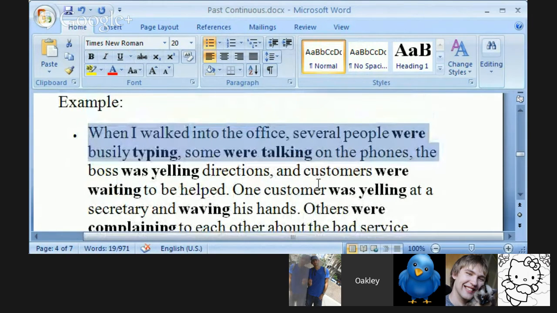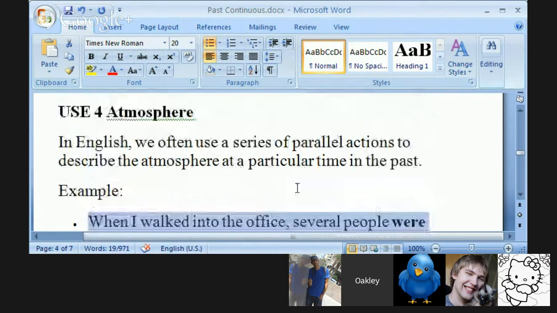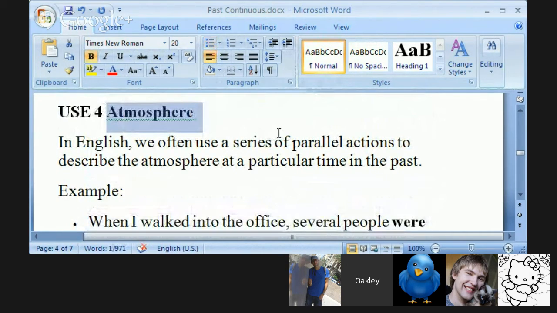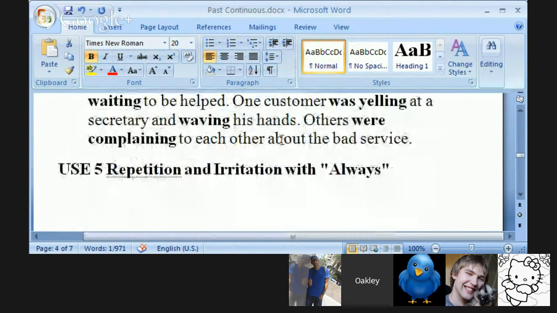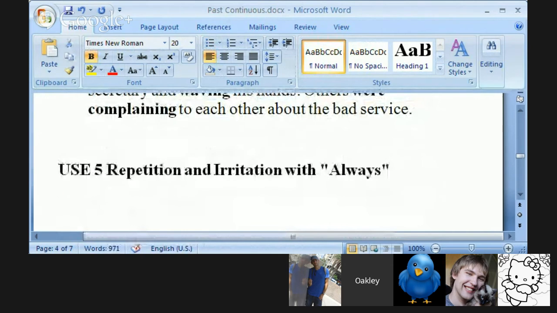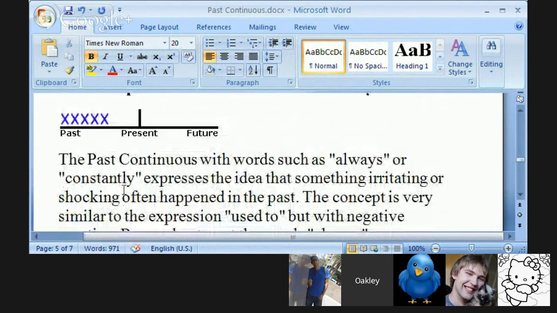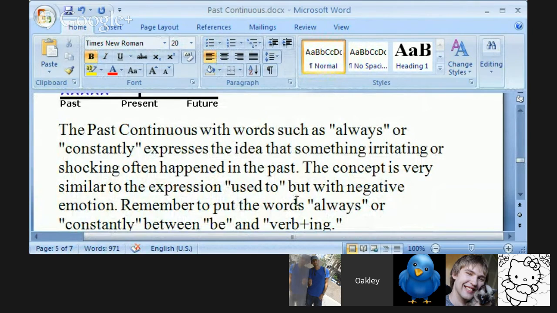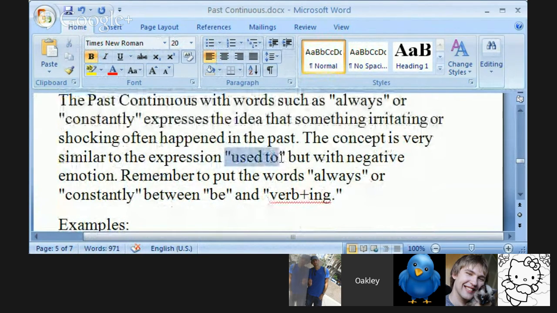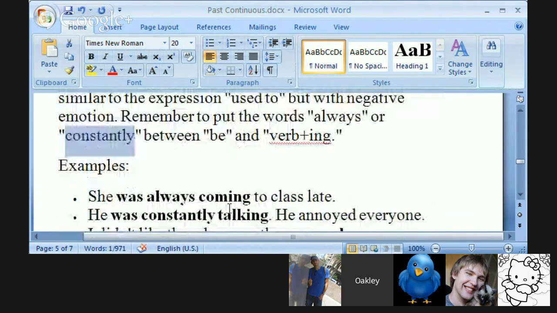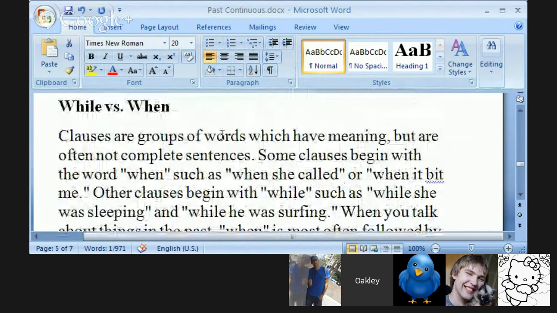Okay. This is a common usage, basically to give setting, speaking or writing to explain a setting of a certain place. Okay, also, past continuous with words such as always or constantly express the idea that something irritating or shocking often happened in the past. Okay, it's somewhat similar to used to, but it's always negative. Really, you kind of have to use always or constantly between the verb to be and the verbing. Okay.